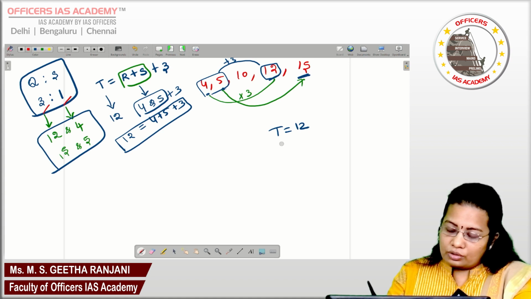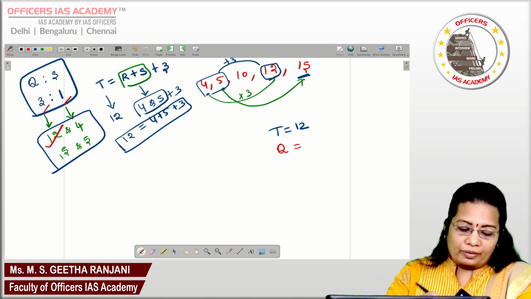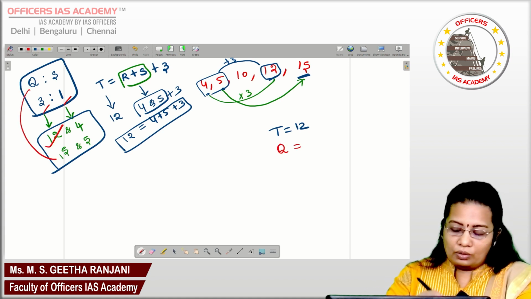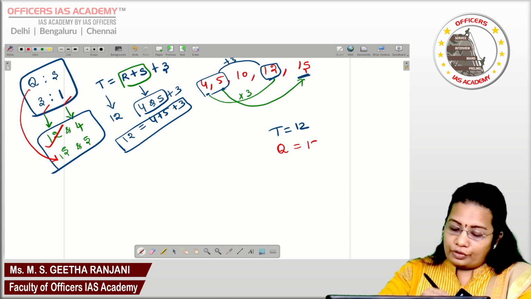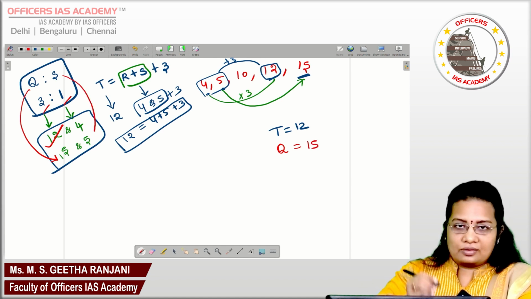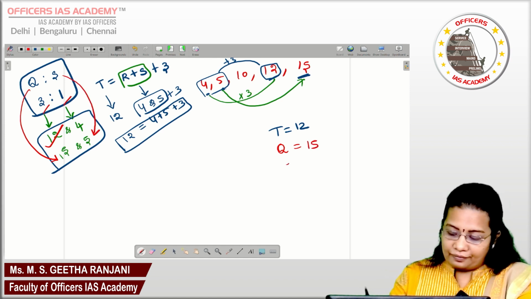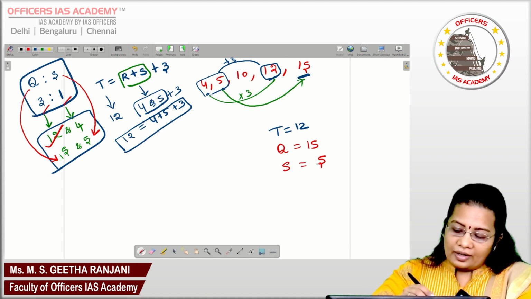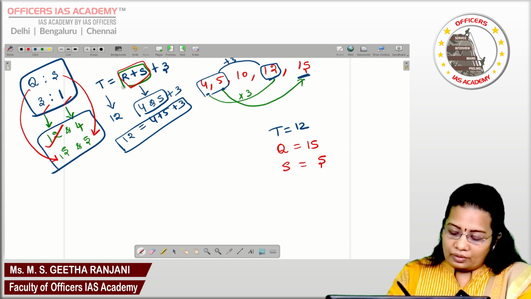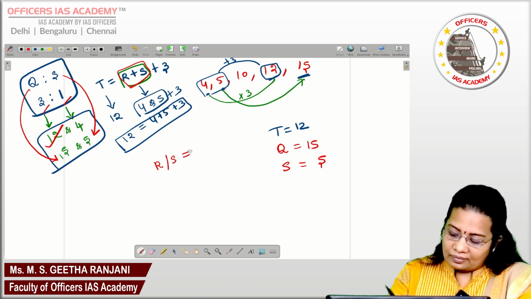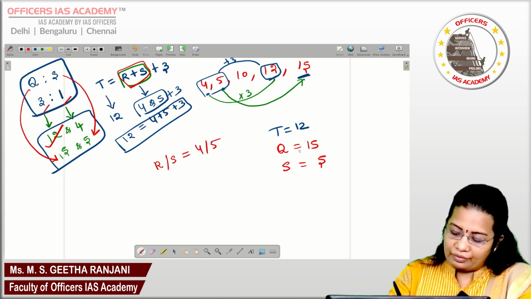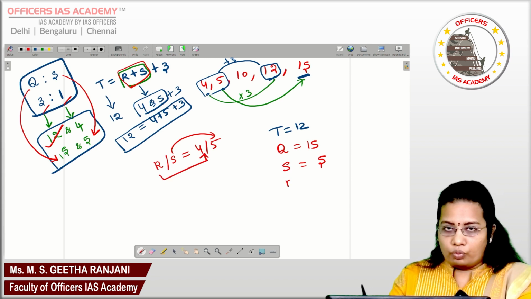Then what is Q going to be? 2 we have removed. The only choice for Q now becomes 15. If Q is 15, what is going to be S? Definitely S is going to be 5. Just now I told you two values for R and S. Now it is confirmed S is 5. Then what is the value for R going to be? R is going to be 4.